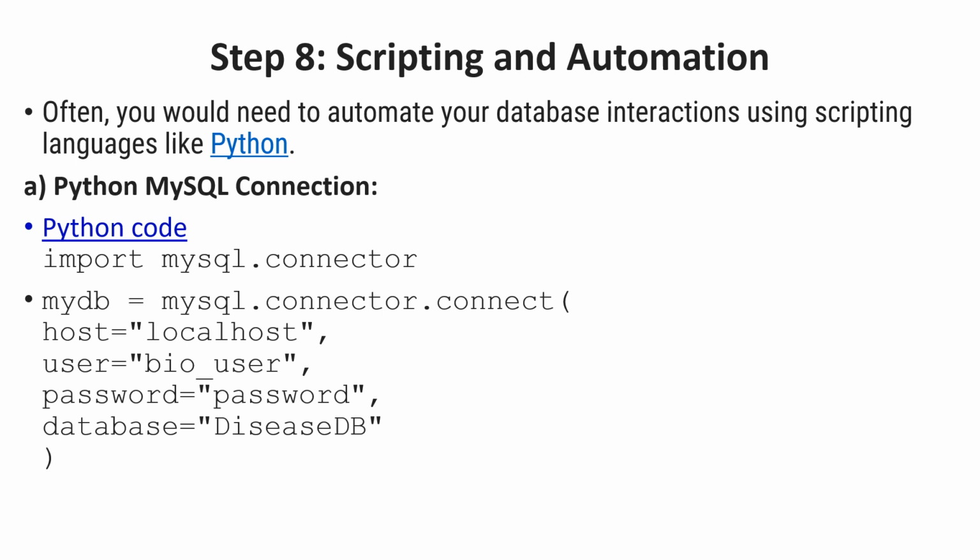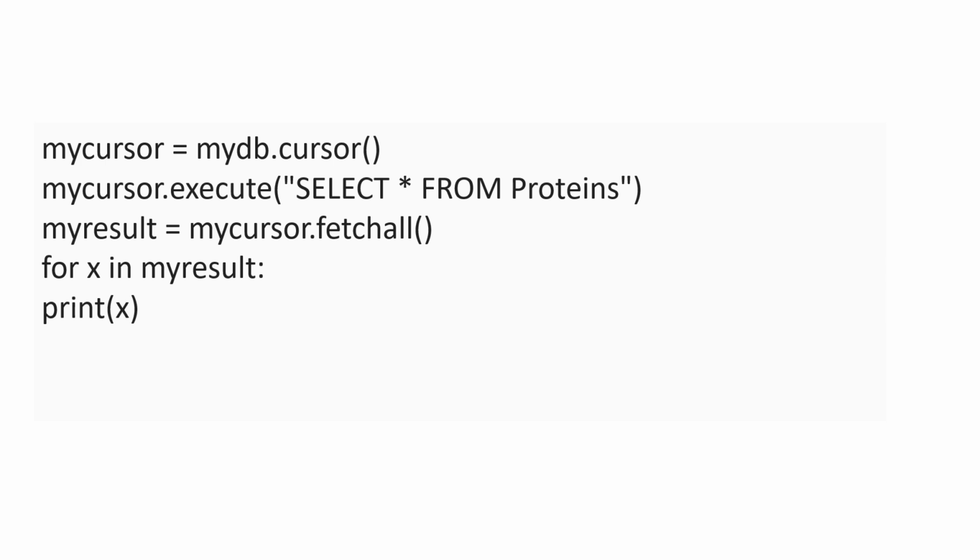For example, we can use a Python MySQL connection. When we type the Python code, import mysql.connector, mydb = mysql.connector.connect(), and you see what you have inside. host = localhost, user = bio_user, password, where you indicate the password, and database, where you indicate the database. You can also see this command is a continuation.